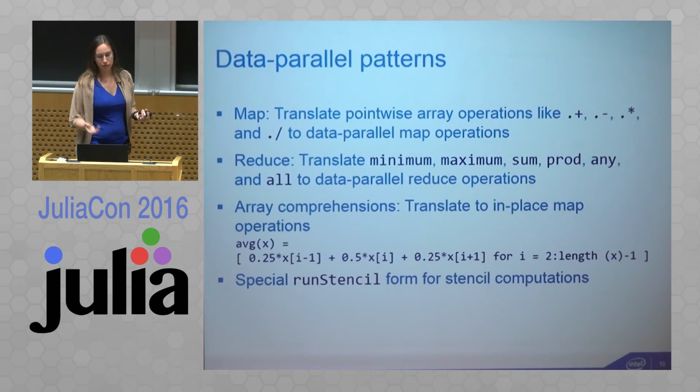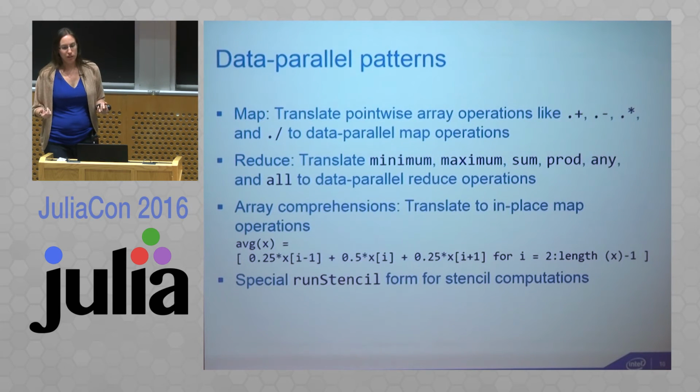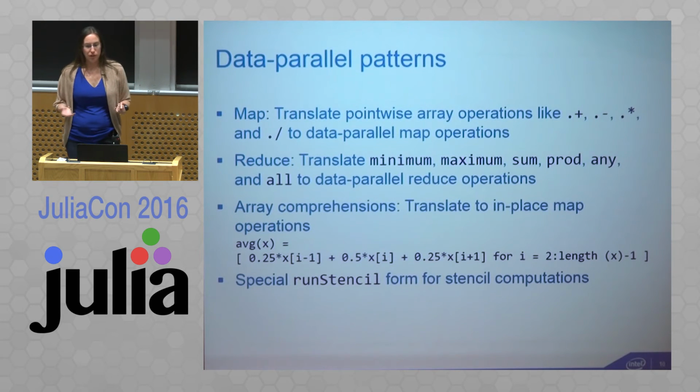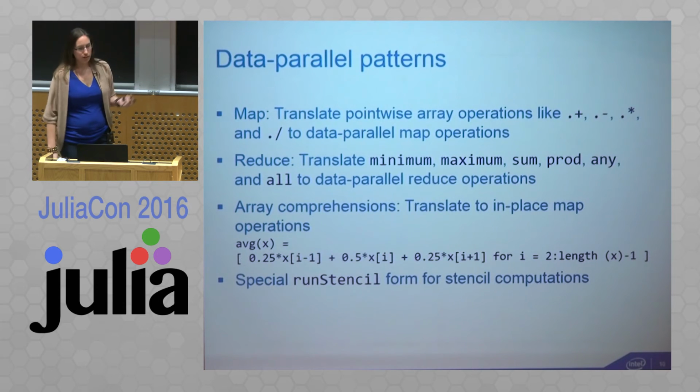And then there's this stencil thing. So in addition to map, reduce, and comprehension, ParallelAccelerator targets this fourth parallel pattern. A stencil computation, if you haven't heard of it before, updates the elements of an array according to some fixed pattern that's called a stencil. And in fact, this average comprehension example above could also be thought of as a stencil computation because it's updating the contents of an array based on each element's neighbors.